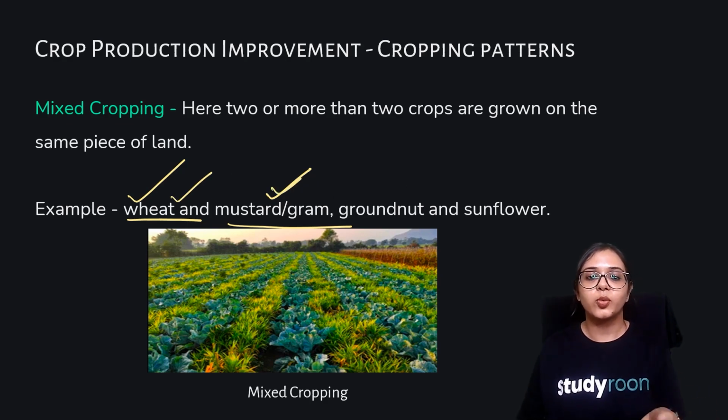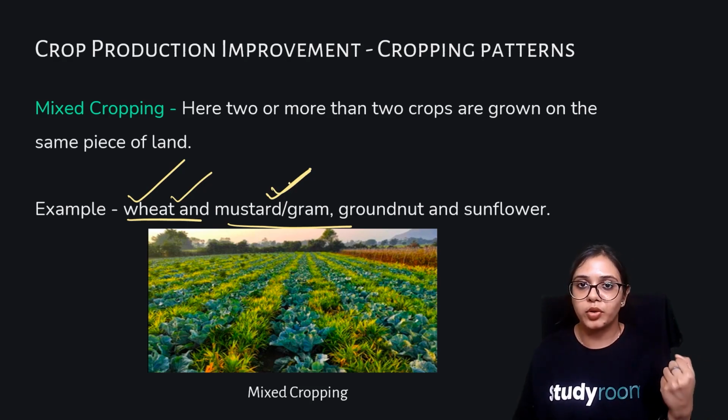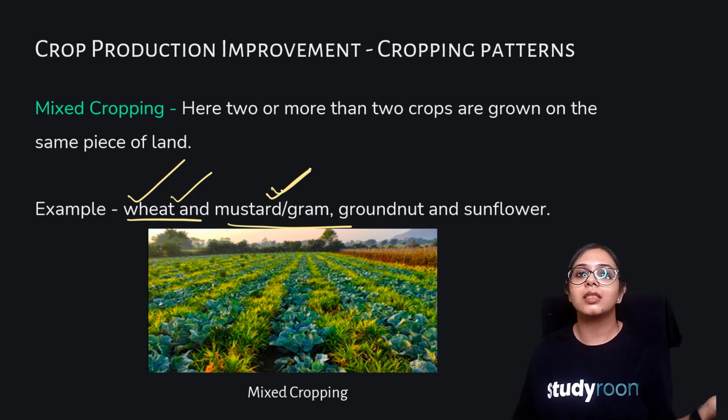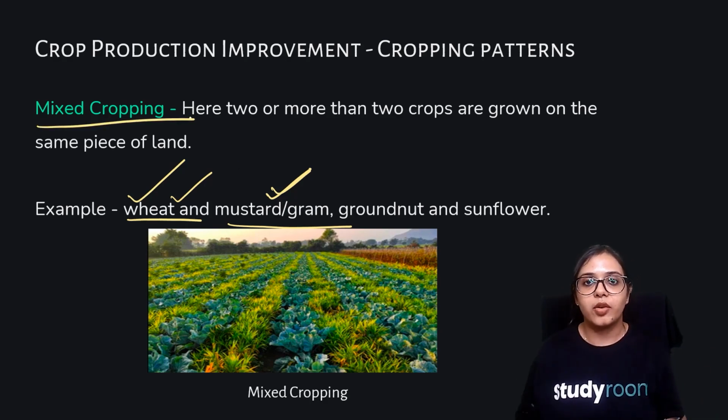If both these crops would have extracted the same amount of nutrients or the same type of nutrients, then that may lead to a nutrient lack. All right, but since you are pairing those kinds of crops that have different requirements, this can ensure that the mixed cropping is successful in that same area of land.